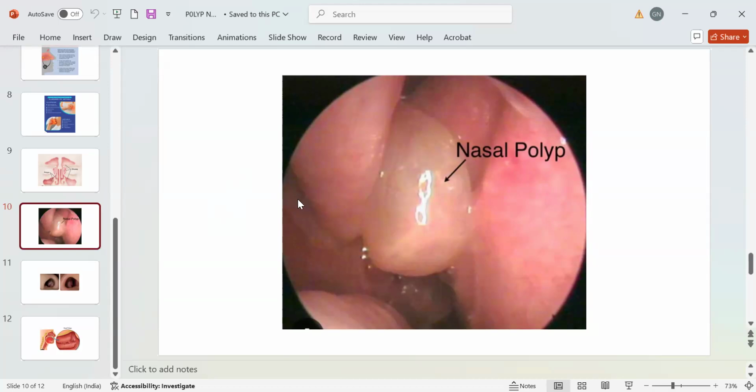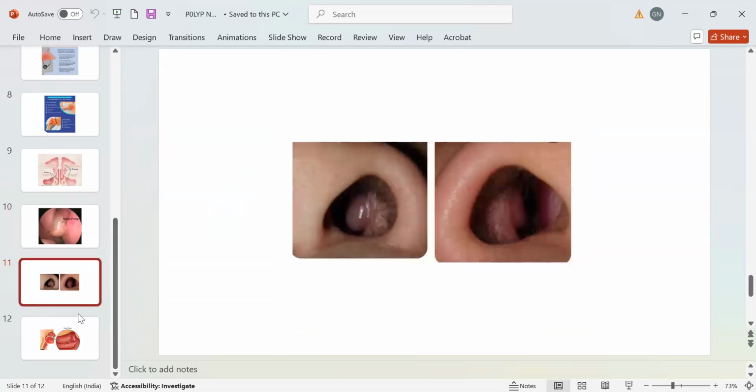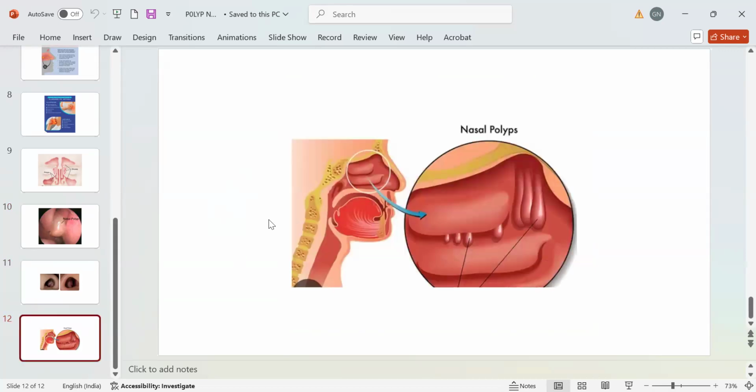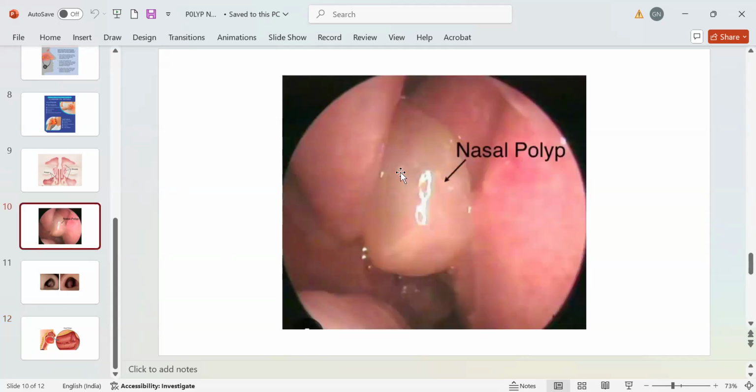Ma'am, which is the commonest carcinoma we see in the nose? Carcinoma I'll tell you in the carcinoma chapter. Okay, I'll tell you later on. So this is where I was telling treatment. Yeah, this is the nasal polyp. Since this is a glandular thing, you are asking about adenocarcinoma. Adenocarcinoma can be there, but this doesn't look like adenocarcinoma.